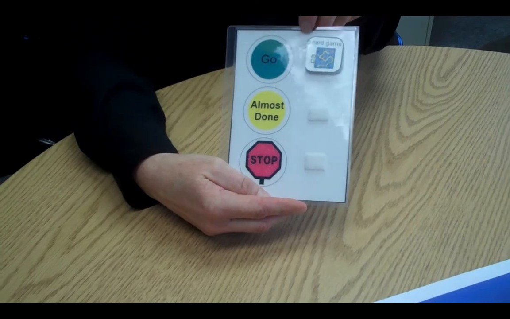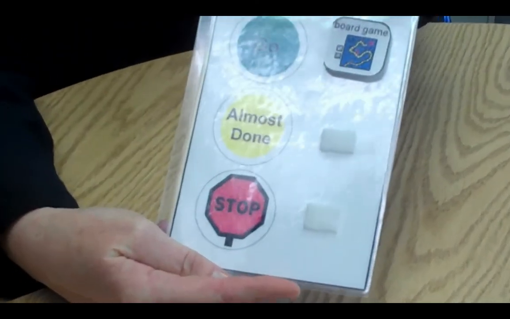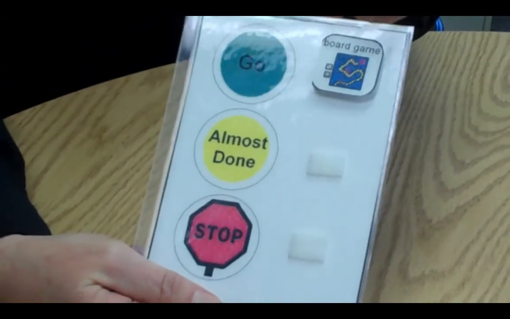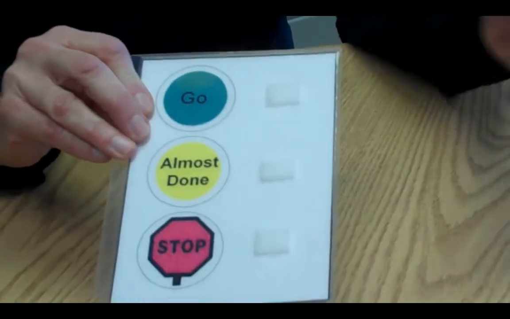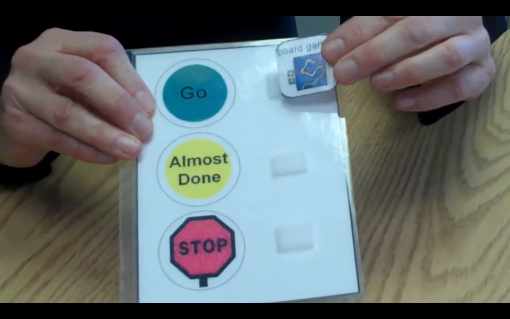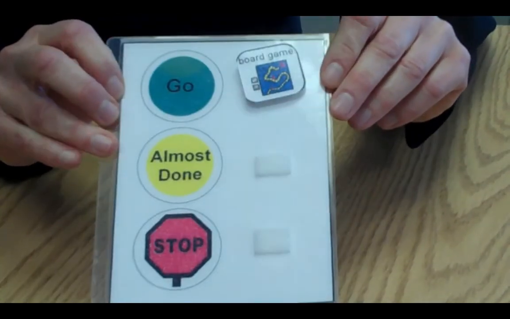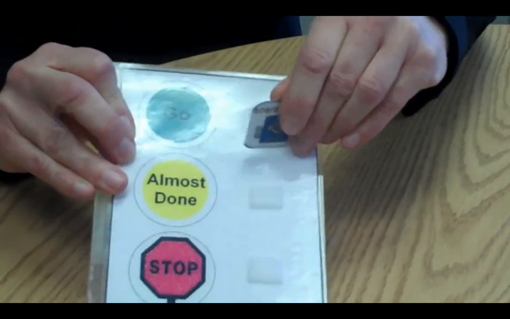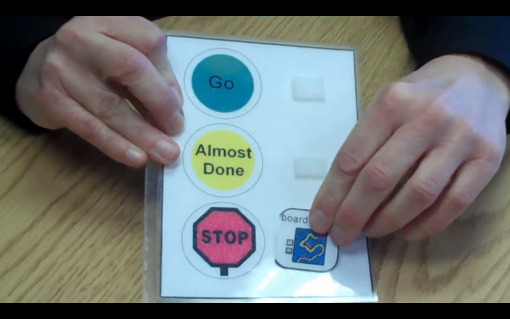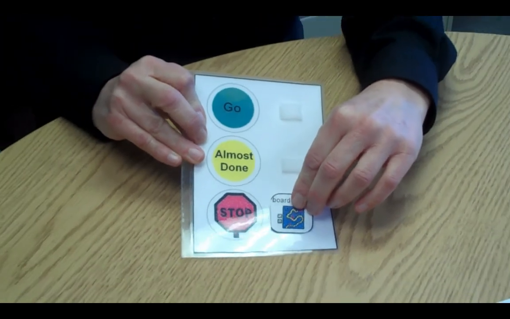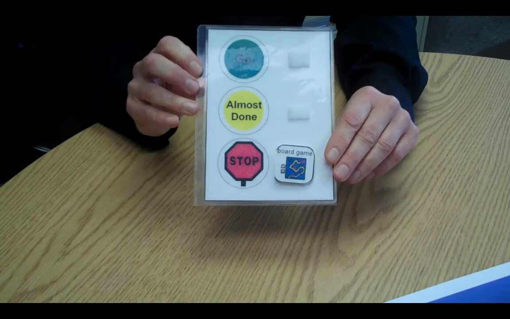Okay, so the project for this evening's presentation is going to be the Go Almost Done and Stop board. And this is the one where you put the activity next to the top here, the Go button, which means that the individual can start the activity, and then almost done, and the stop. And this transition support works really well with the timer as well.